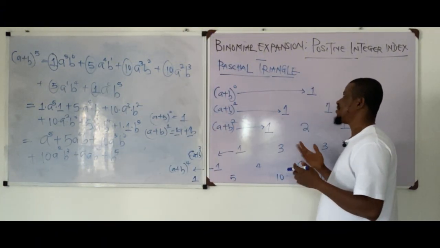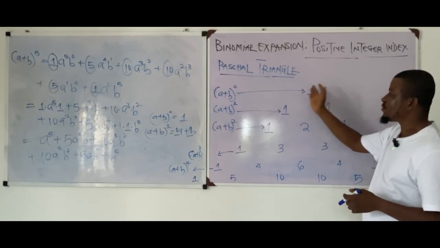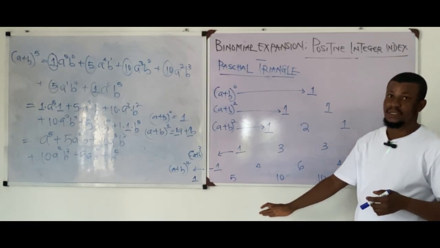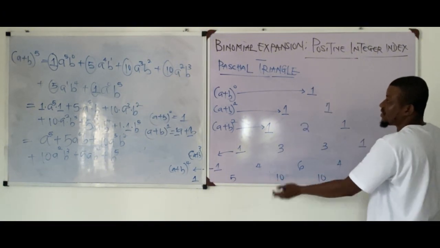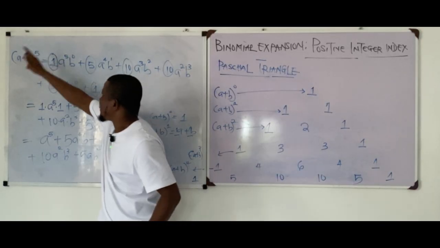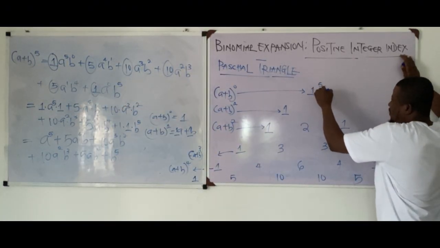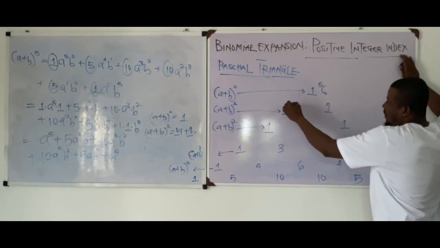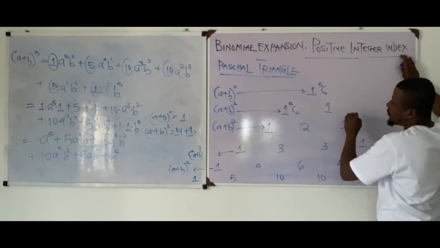So the idea of Pascal's triangle, like I want to tell you, is that it only gives you the coefficient. It only gives you the coefficient. And remember, this is the same thing as combinations. If I'm talking about to power 5, for example, this is the same thing as 5 combination 0, 5 combination 1, and so on.